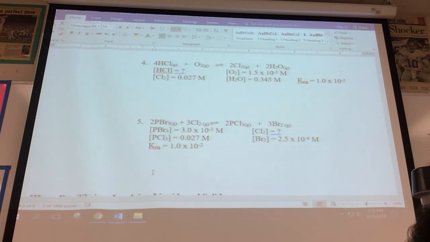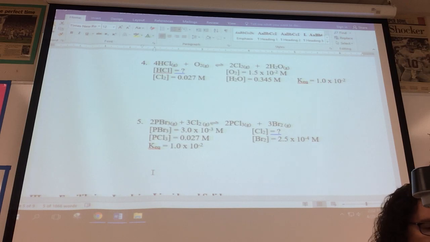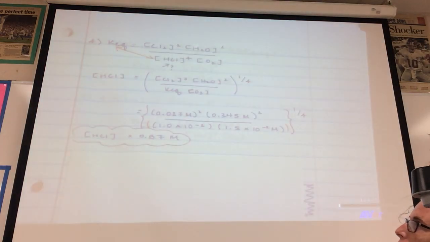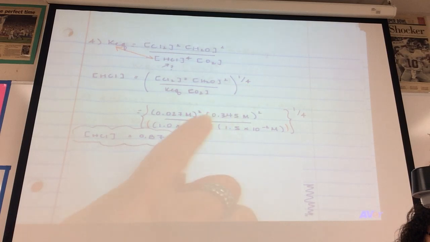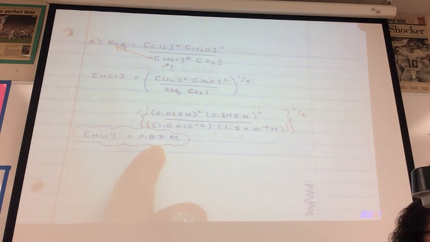Anybody have an answer for number 4? What do you got? 2.3. Not what I got. 0.87. I got 0.87. Well, what you want to check in number 4, first see if you've manipulated it properly. Do you have it to the correct exponent? Did you plug in properly? Is it just a calculation issue? Because we can work on that in your calculator.